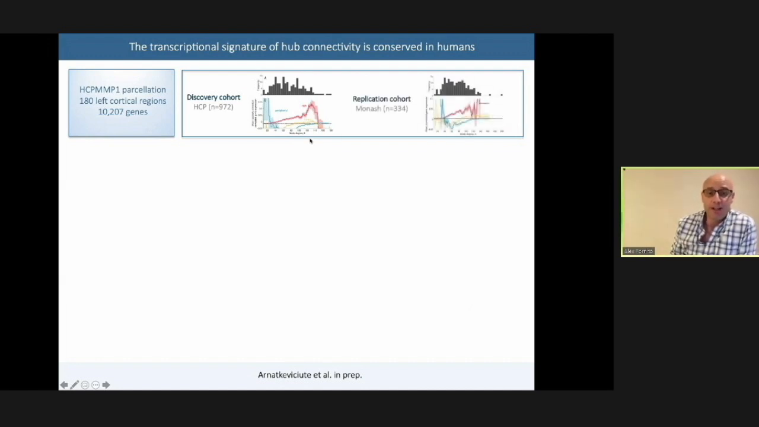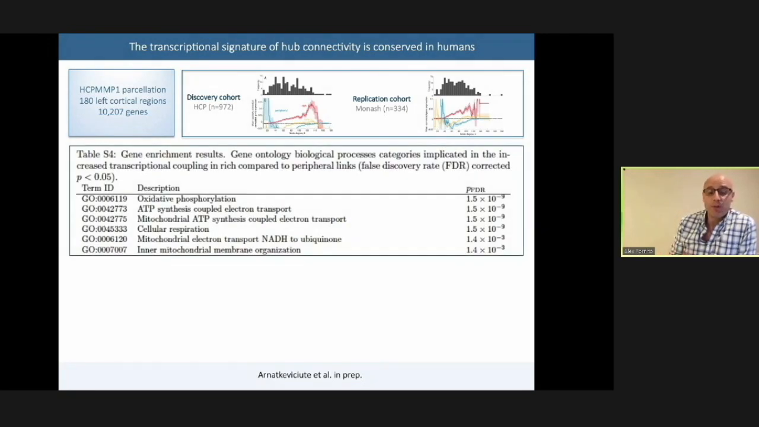And we're able to replicate this in an independent cohort, so a different group of people using a different connectome. And if we do our enrichment analysis, once again, we find that the most strongly enriched categories are those involved in oxidative metabolism. So aligning almost perfectly with what we see in the mouse.